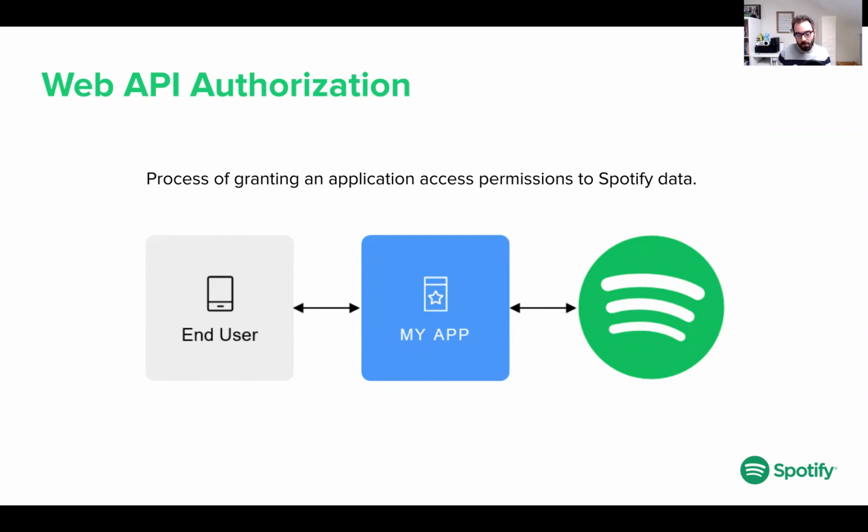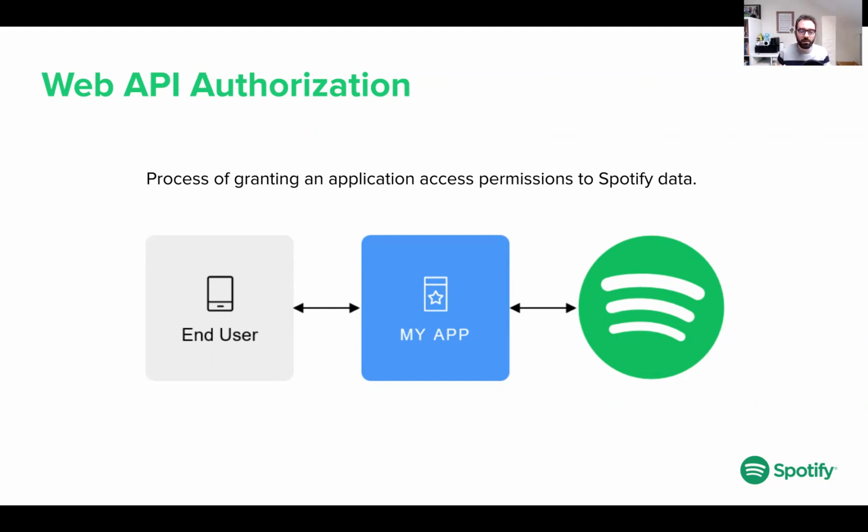I'm a user using one of these apps, and I want to use it to get access to my Spotify account. So the app is going to ask, do you give me permission to access Spotify on your behalf? And you say yes or no, depending on the application. The app gets this authorization, goes back to Spotify and says, the user allows me to get access to the data.